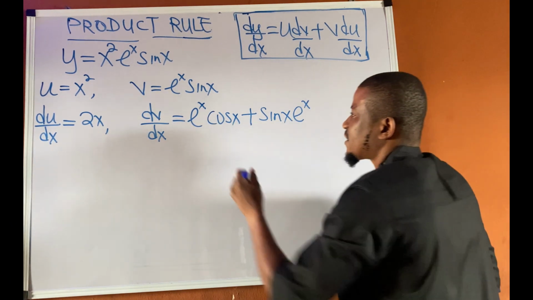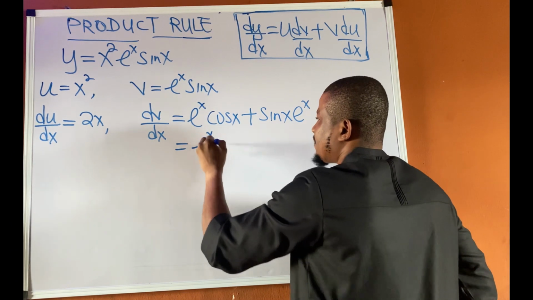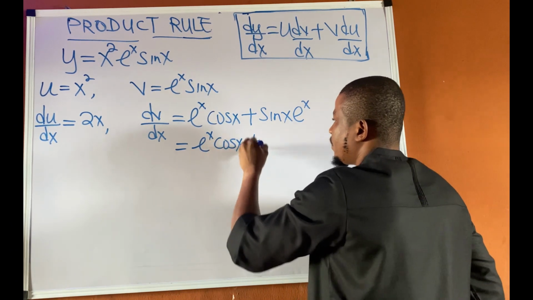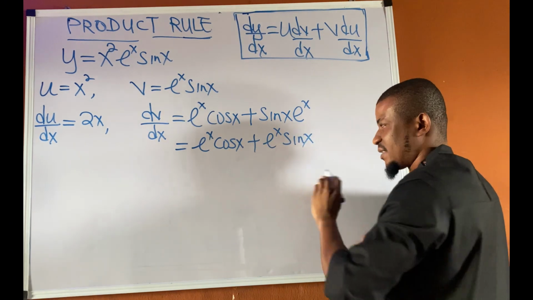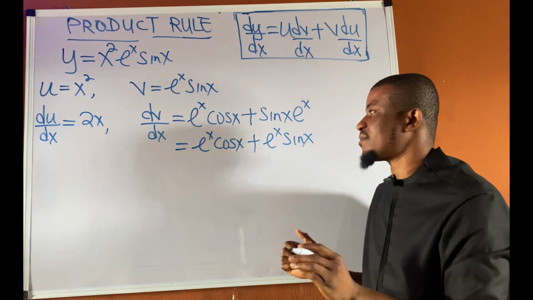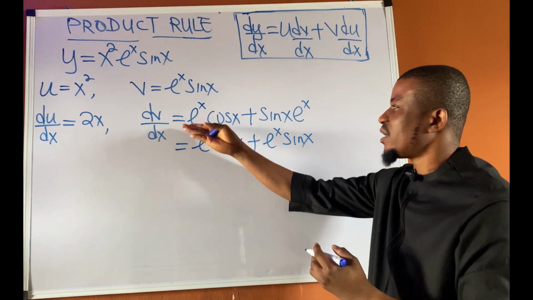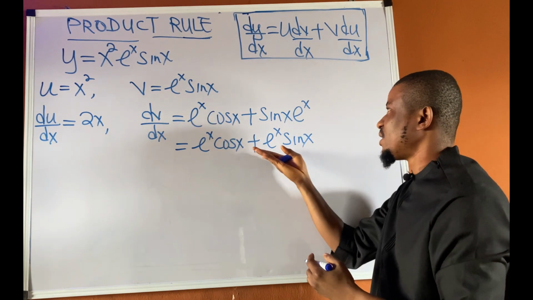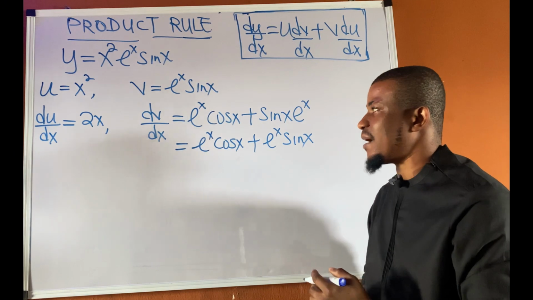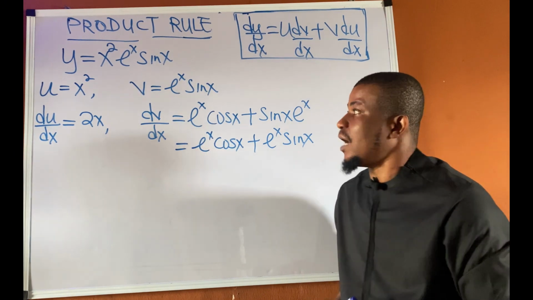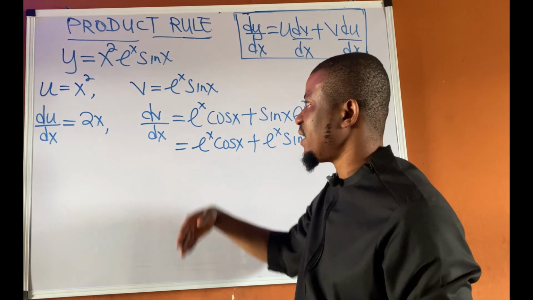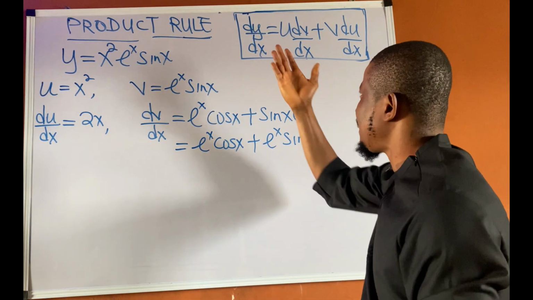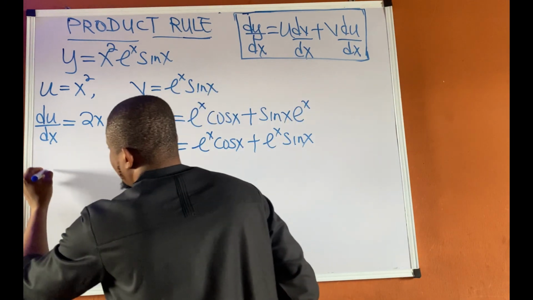I can rewrite this. I prefer writing my exponential function before my trig function. It is still the same thing anyway, but I enjoy writing my exponential before the trig. So this is my dv dx. Now I've gotten my u, gotten my v, gotten my du dx, dv dx. The next thing is just to apply the product rule for my dy dx.